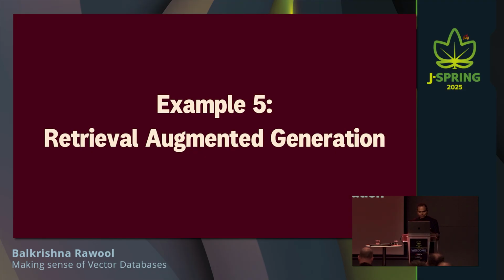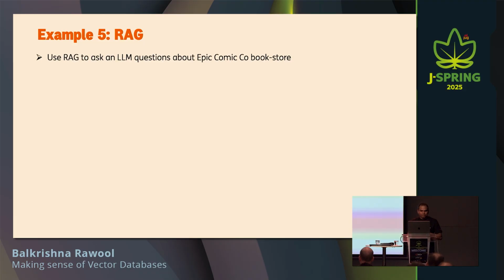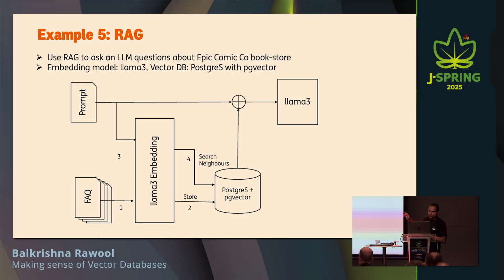We are going to look at an example for this, where I'm going to create a fictitious comic book store called Epic Comic Co. I'm going to use the embedding model Llama, and the vector database is Postgres with pgvector. I put the FAQ for this fictitious comic book store in the vector database. Then when we ask the question to this LLM, we first go to the vector database to fetch some data which is relevant for our question.